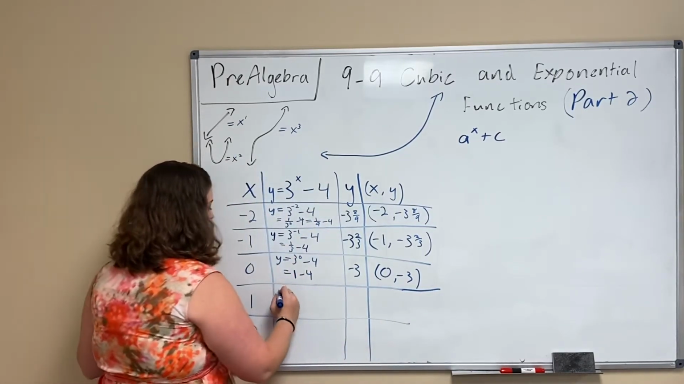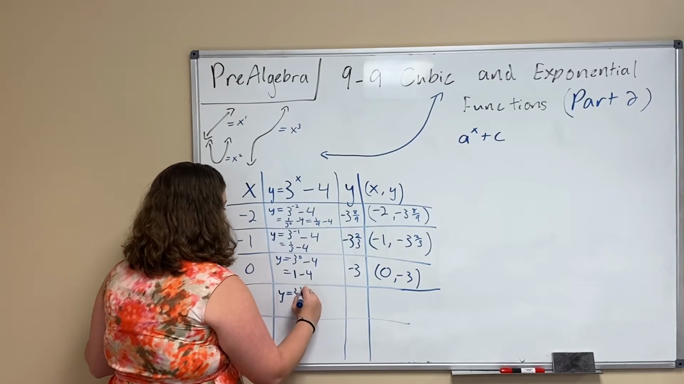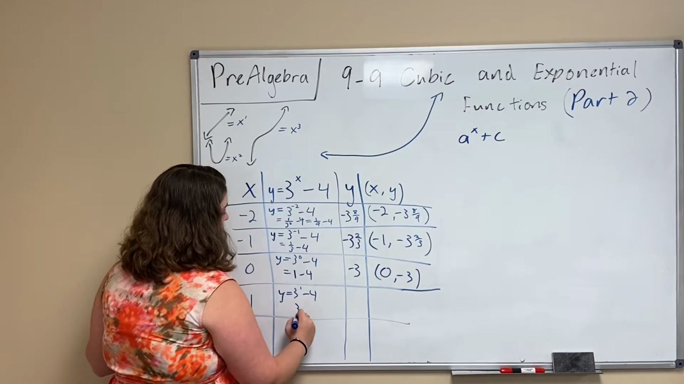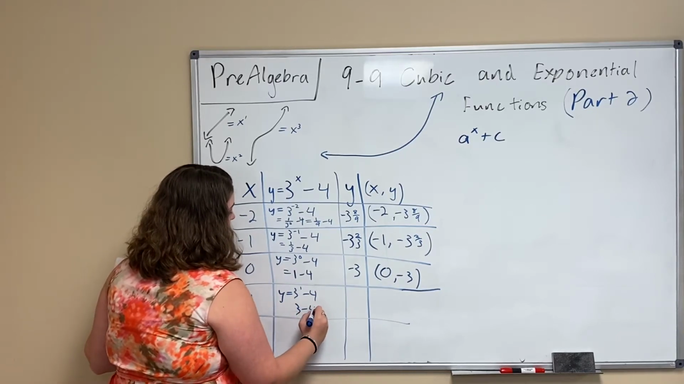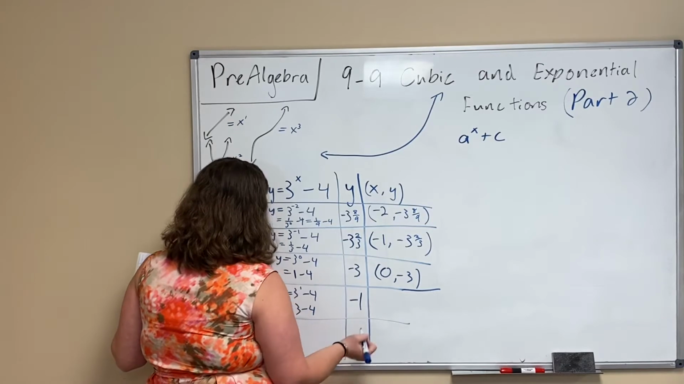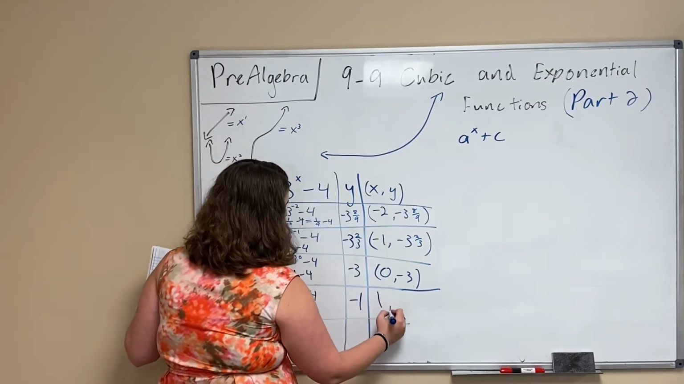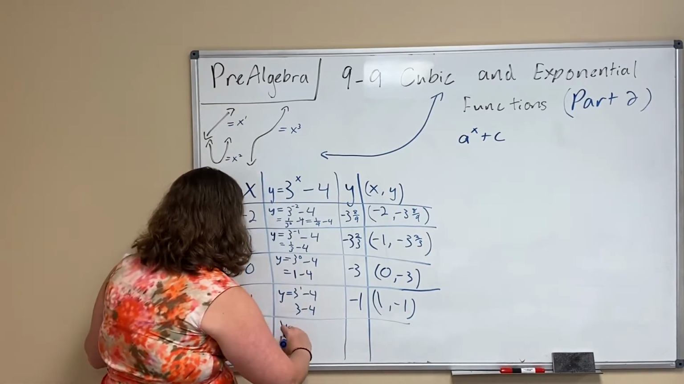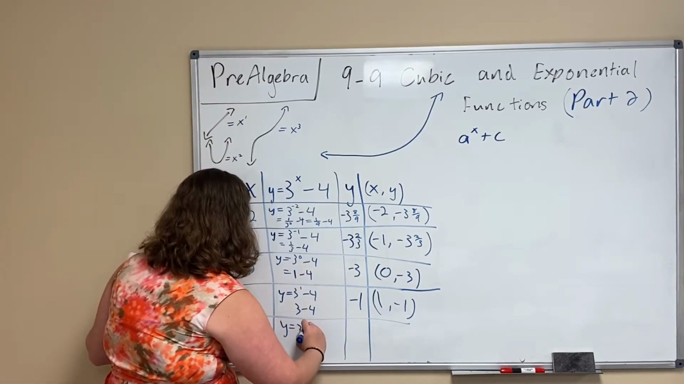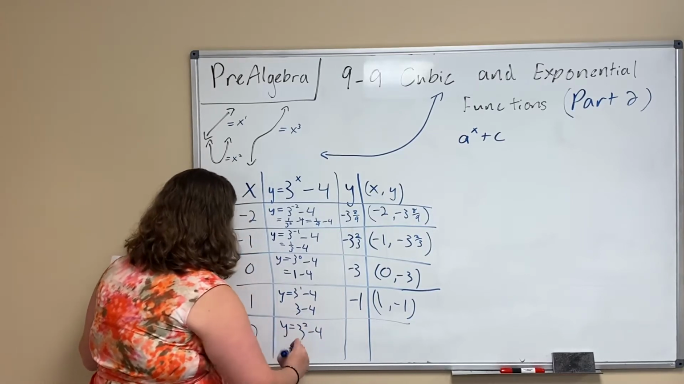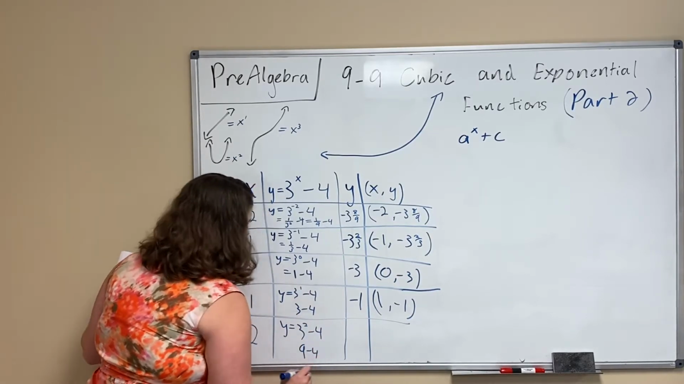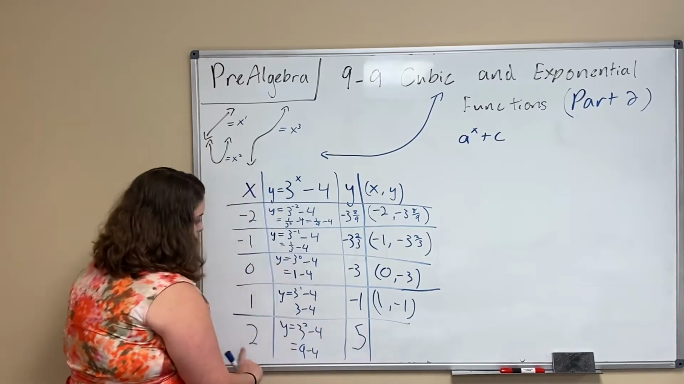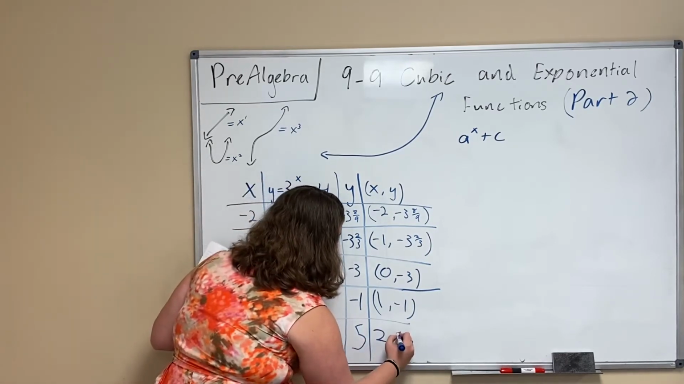All right, now we're going to plug 1 in. Y equals 3 to the first minus 4. 3 to the first is just going to be 3. 3 minus 4 is going to give us negative 1. So when x is 1, y is negative 1. Then 2, y equals 3 to the second minus 4. 3 to the second is 9, and 9 minus 4 equals 5. So when x is 2, y is 5.